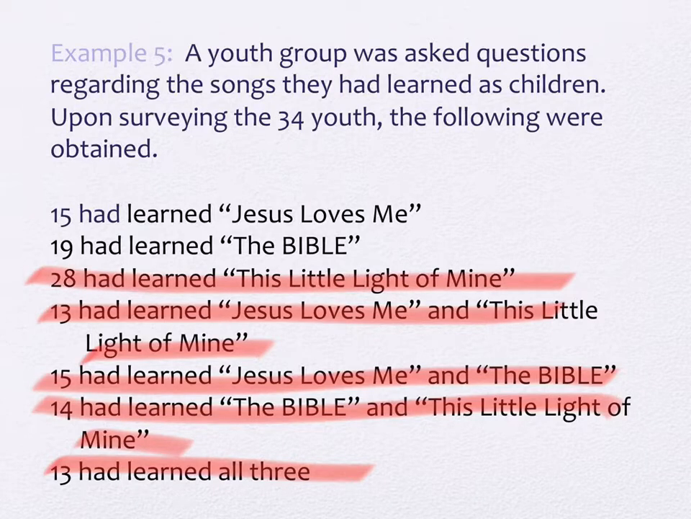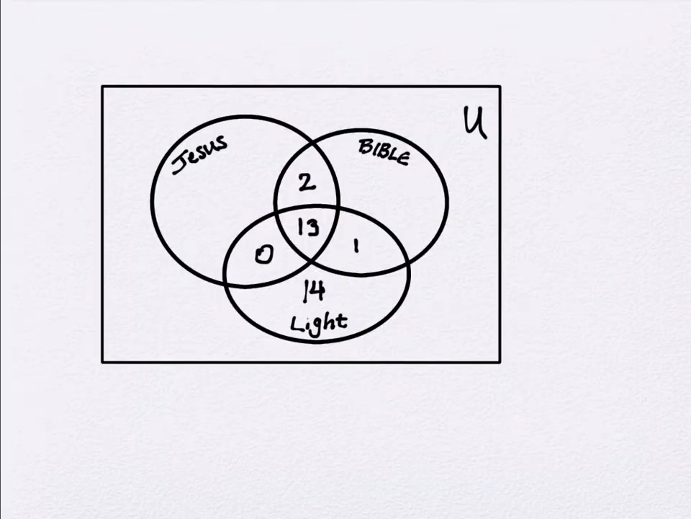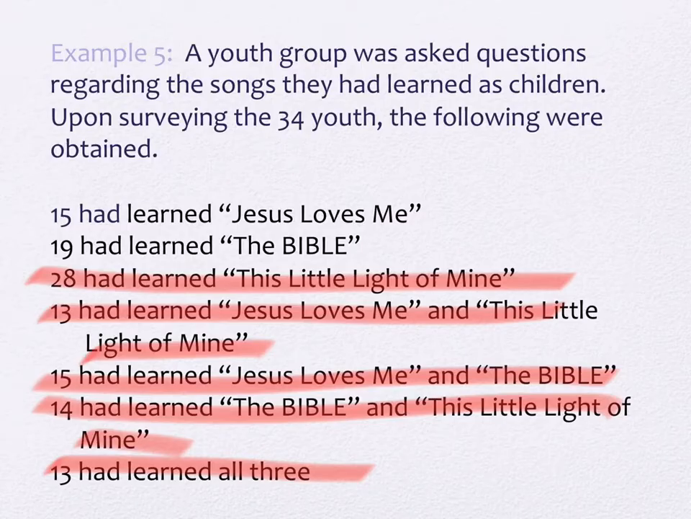The second one up from there, 19. 19 had learned "The Bible." So in my "The Bible" circle, I've got 2 and 13 and 1 for a total of 16, which means I'm missing 3, because it was supposed to add up to 19. So there's 3 in the outer part of the "The Bible" circle.